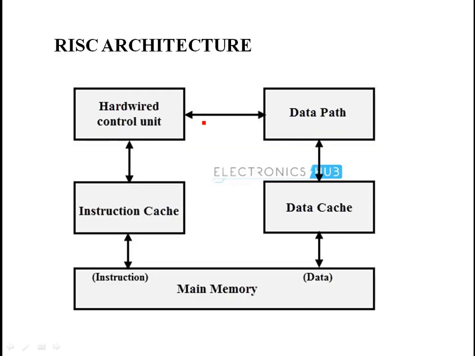Next is the RISC architecture. Inside the RISC we have a hardware control unit, a data path, a data cache memory, an instruction cache memory and main memory. The hardware control unit is nothing but a logic circuit which generates the control signals. The hardware control unit sends signals to the data path, which stores the data values in the data cache and instruction values in the instruction cache memory, and both come together to the main memory. This is the RISC architecture.